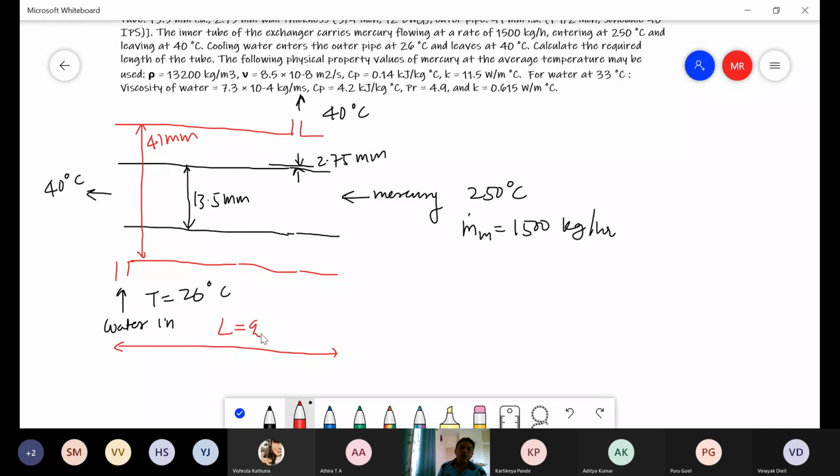Okay. Now in this case, see how we can find out L here. For finding out the L, we have to find out how much heat transfer area is required. Isn't it? There are two things. One is how much heat is lost by the mercury and how much heat is gained by the water. These are the two things. And in addition to that, how much is the heat transfer between the cold fluid and the hot fluid.